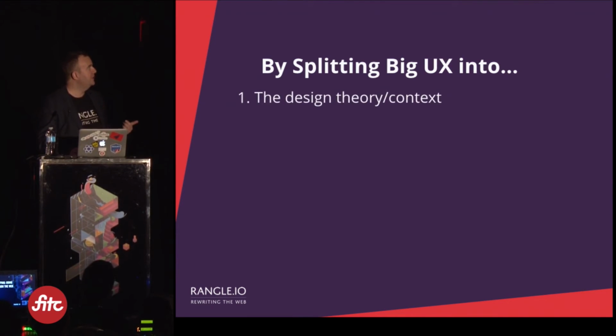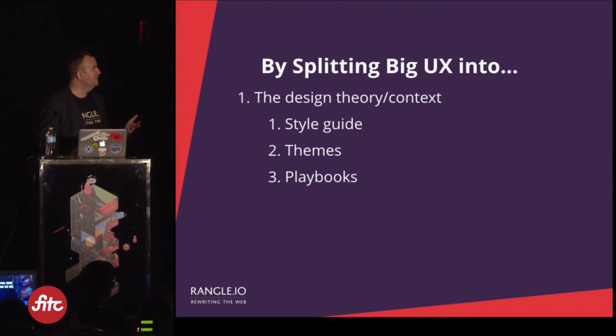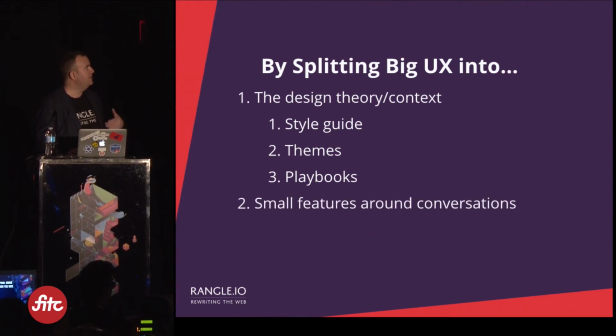So by splitting big UX into the design theory context, like a style guide, the themes, the playbooks, these are a lot of the things that are tied in with your mock-ups and your specs. And by breaking it out, you can now have that conversation separately. Now you can have small features around conversations, and this now feeds your delivery cycle. And you get it to users, and you get that feedback loop. So getting back to the premise of this talk, is Lean UX Agile's brain? It's Agile's context is probably a better way of putting it.